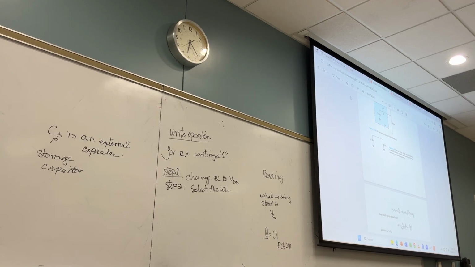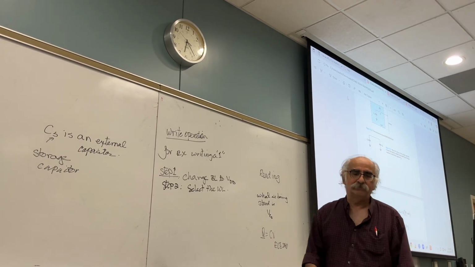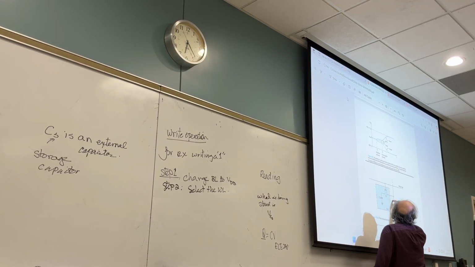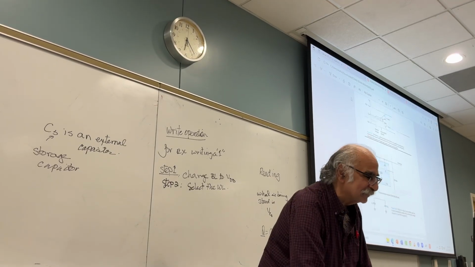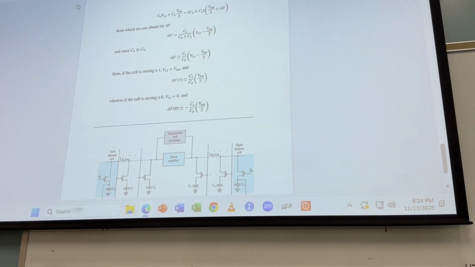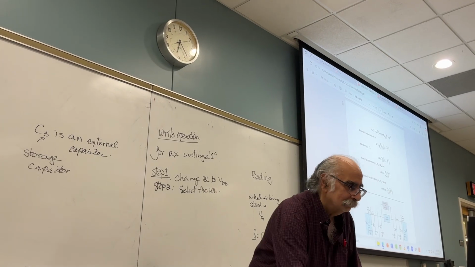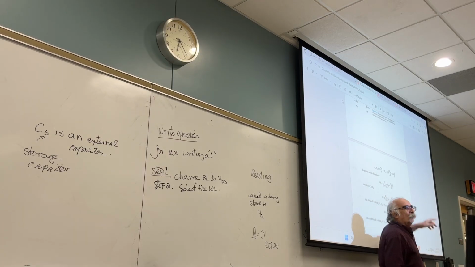If what is being stored is a 1, this one will be positive. Did you get it or not? Why? Because the current will go this way. Did you get it? Okay. If it is negative, what does it mean? What is being stored is a 0. So, designated by delta V. Agree?